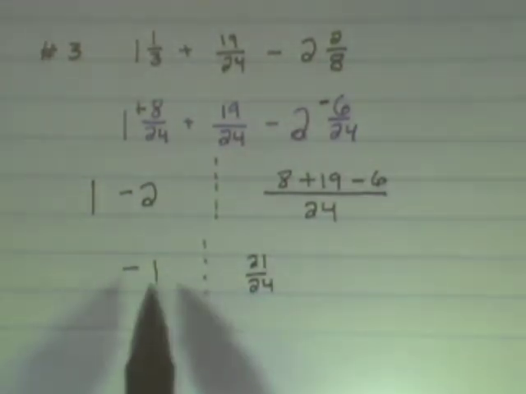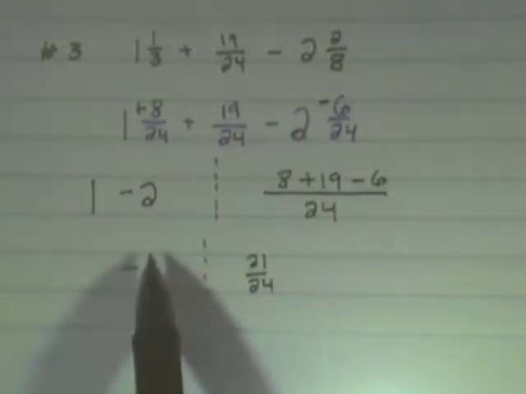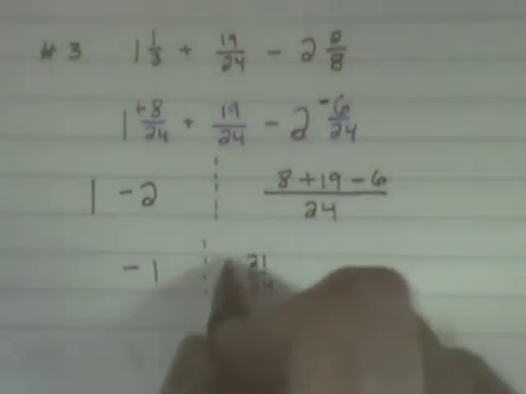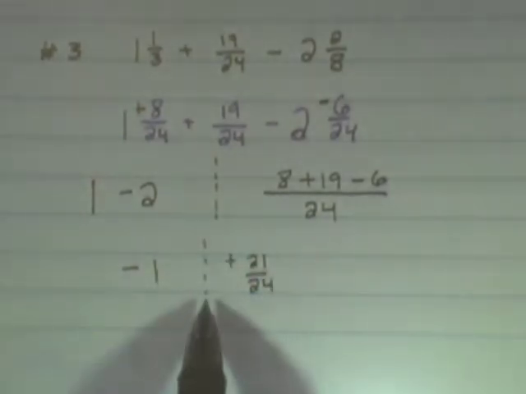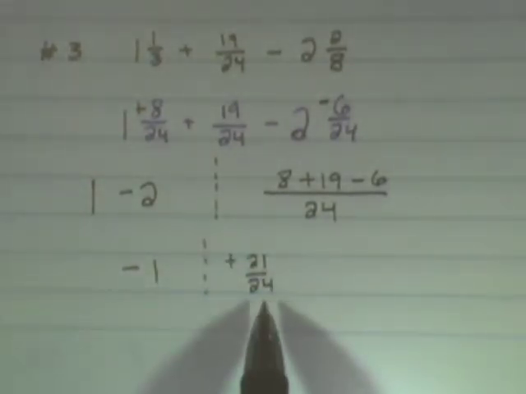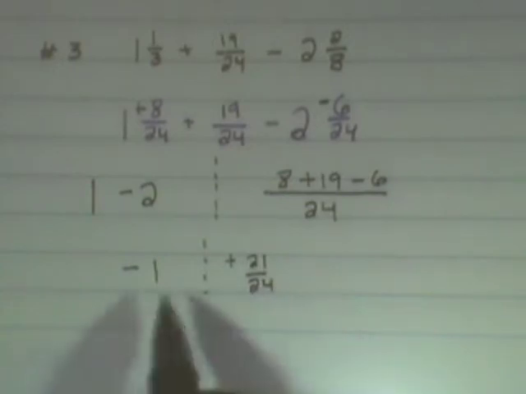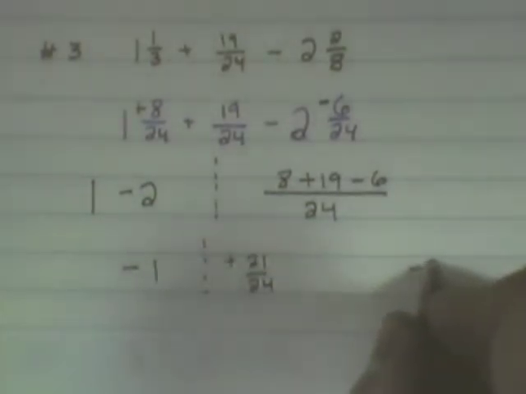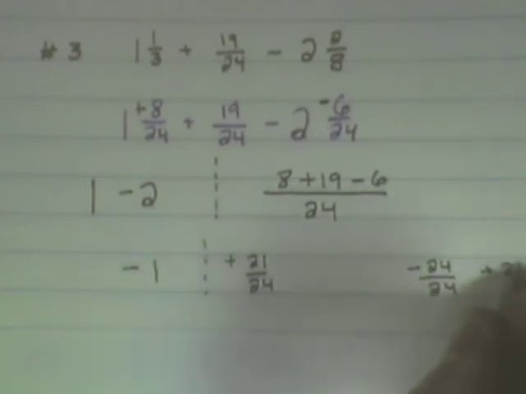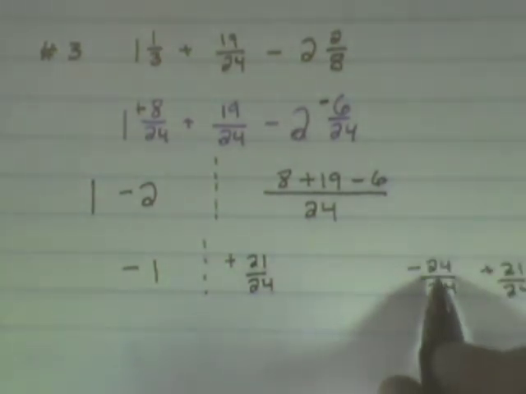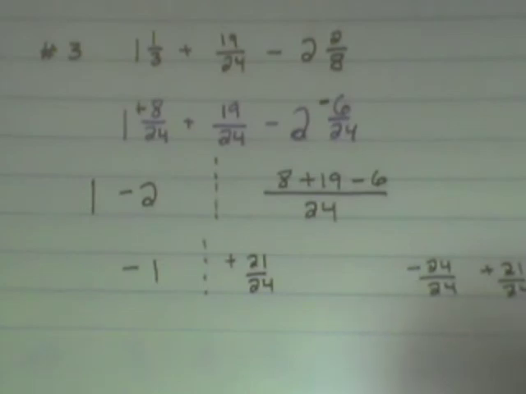Now, the problem that I have here is that my whole number is negative, but my fraction is positive. When those don't match, I'll have to borrow. How I borrow is I look to the whole number, and I'm going to transform it into something that matches this denominator. In this case, I would transform it into negative 24 over 24 plus 21 over 24. I do the arithmetic. Negative 24 plus 21 is negative 3/24.